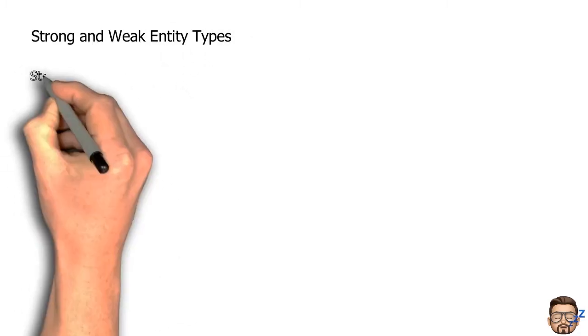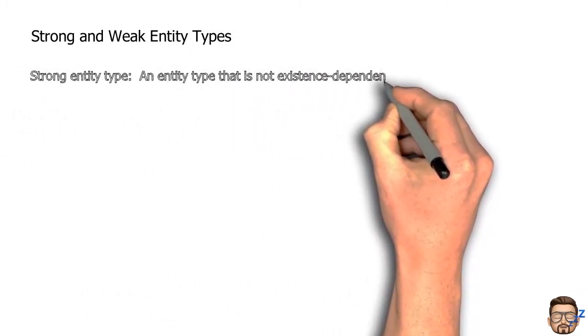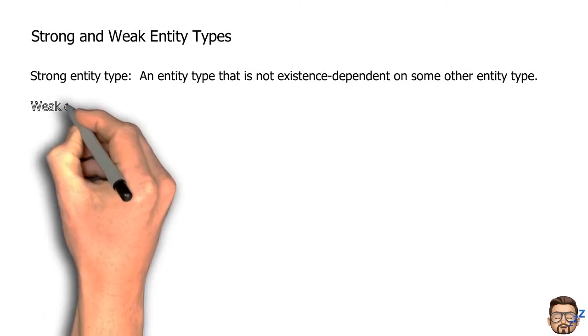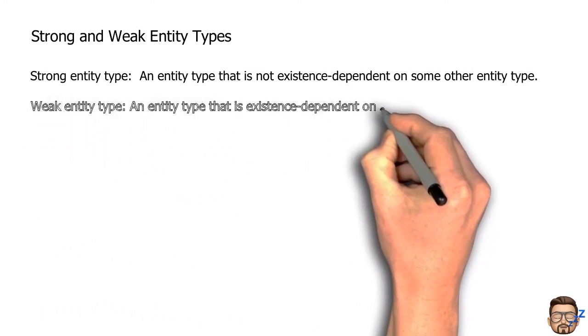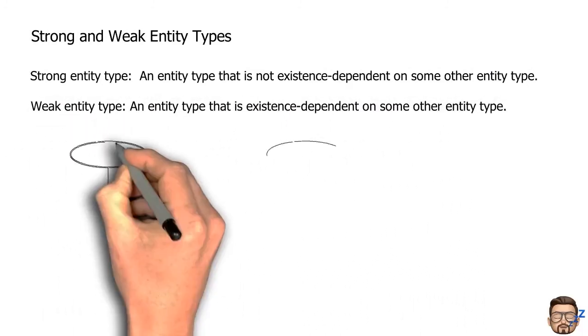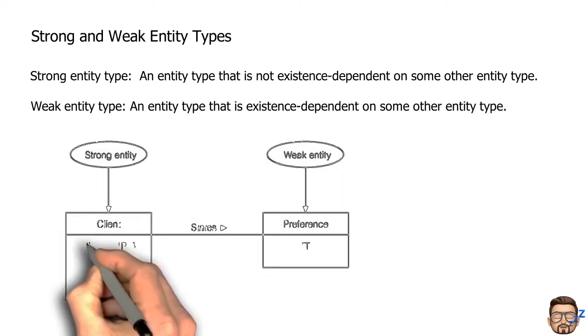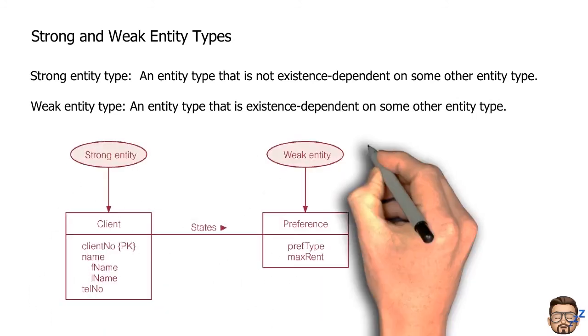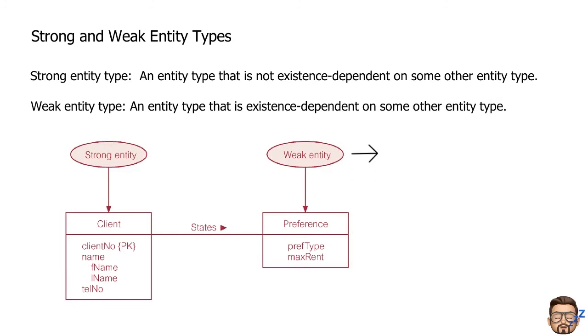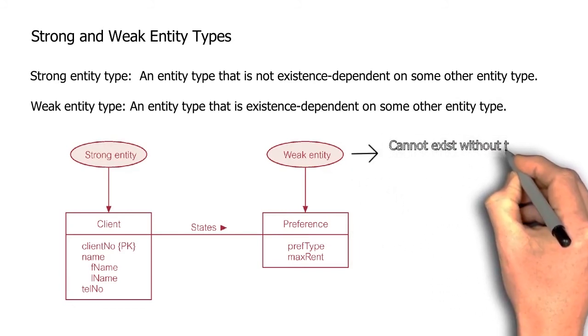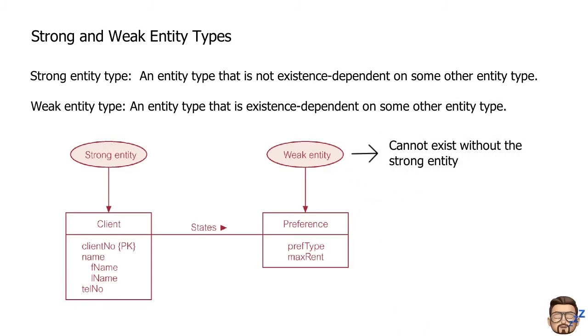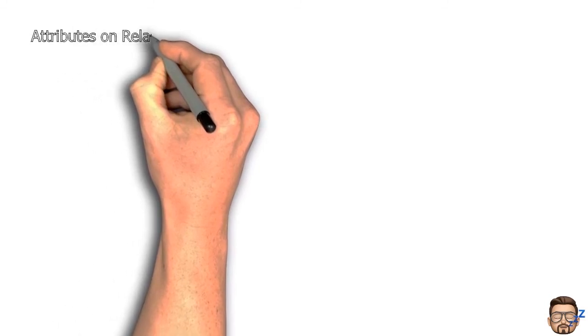Let's take a look at strong and weak entity types. Strong entity type is an entity type that is not existence dependent on some other entity type, while weak entity type is an entity type that is existence dependent on some other entity type. For example here, we have a client and preference. Preference entity cannot exist if the client does not exist.